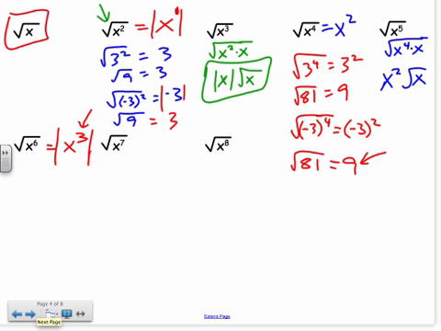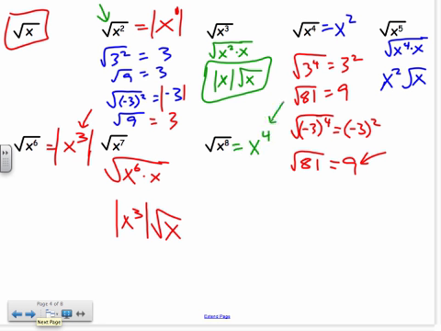Same with this next one. Rewrite this as x to the sixth times x. And the square root of x to the sixth is absolute value of x to the third times the square root of x. I can't simplify that. And the last one is just x to the fourth. It's a positive exponent, so I don't need absolute value bars. So if it has an odd exponent, for example my first one, my third one, I need absolute value bars around it after I take the square root. If it has an even exponent, I don't need it.